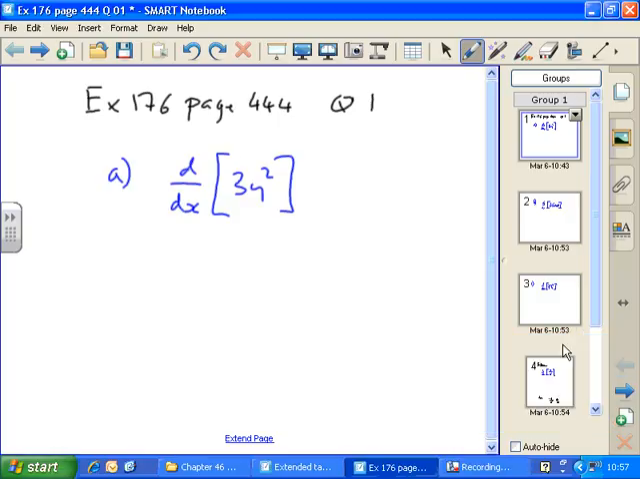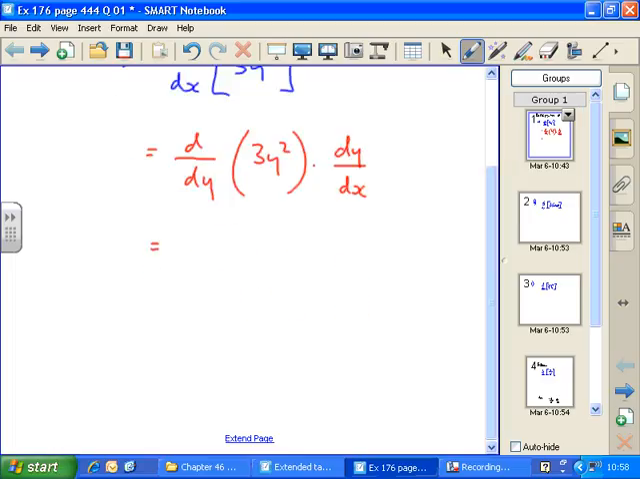Exercise 176, page 444, question 1. And there is an extension at the end of this question, having had a go at these, sort of like a part D. So part A, find the differential with respect to x of this function 3y squared. So what I need to do is to differentiate this function with respect to y, and then multiply that by dy by dx. So this is going to equal, what's the differential of 3y squared with respect to y? 6y. So this equals 6y times dy by dx.